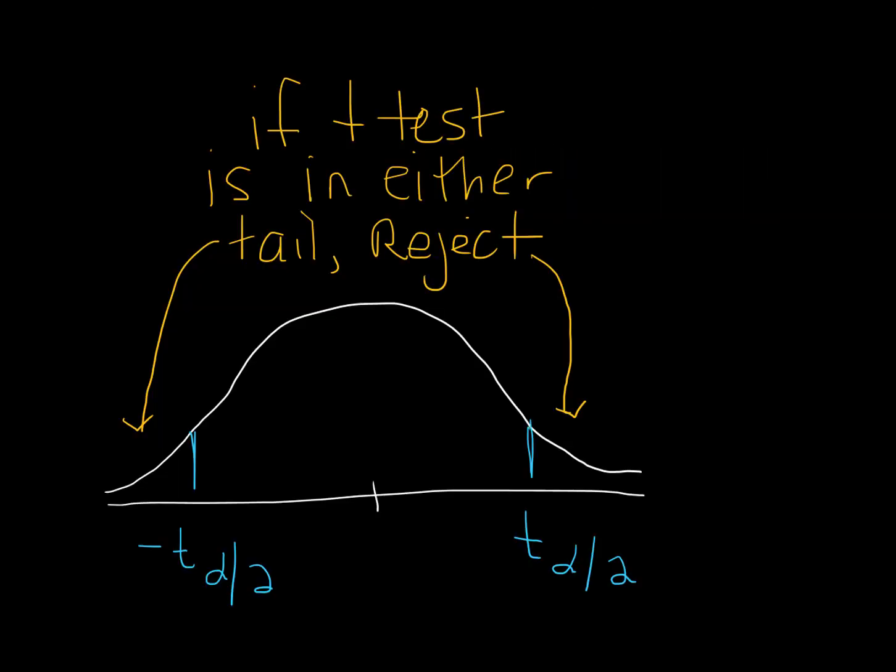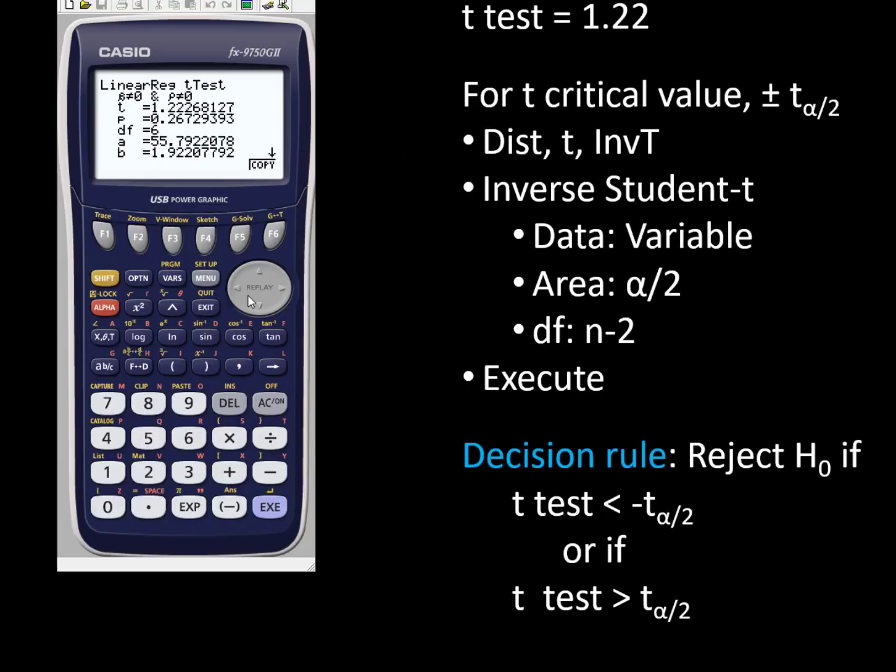We're going to compare the t-critical value with the t-test statistic that we got in our output. If the t-test from the output is in either of the 2 tails, then we'll reject the null. So we are using the t-distribution here, and we're going to use the inverse t function to find the critical values in the left and right tails. We hit the exit button to get back to distribution. That's F5 for distribution, T for the t-distribution, and then inverse t is under F3. Make sure it's set to variable.